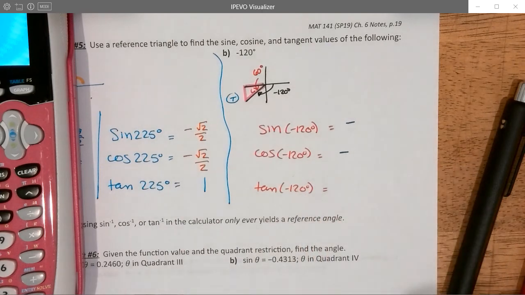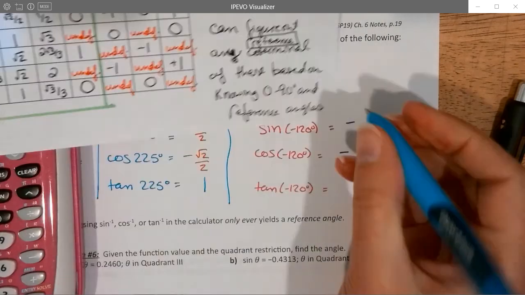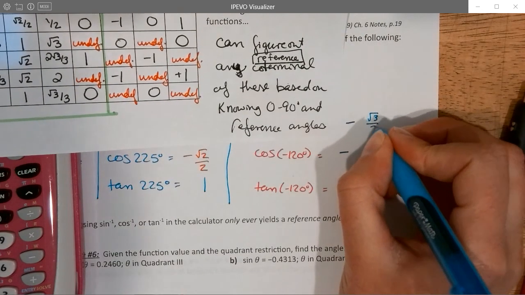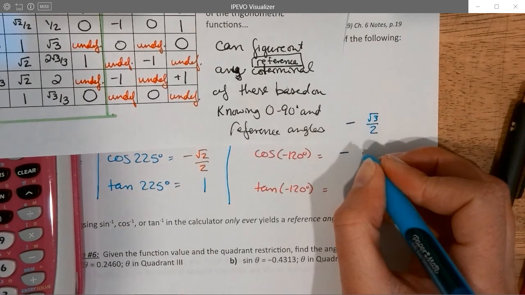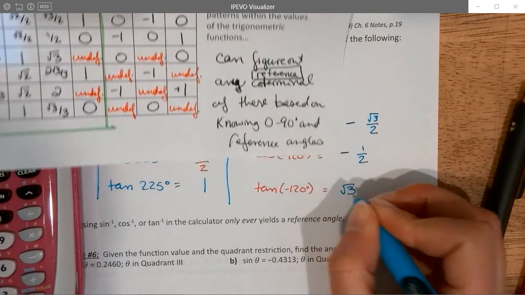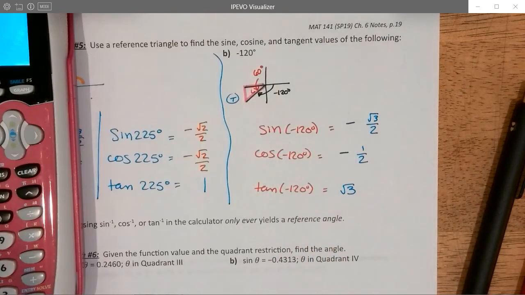And then back to the values. These are the values from 60. The sine of 60 is the square root of 3 over 2. The cosine of 60 is 1/2, and the tangent is the square root of 3. So I have my 3 primary trigonometric ratios for negative 120 degrees.